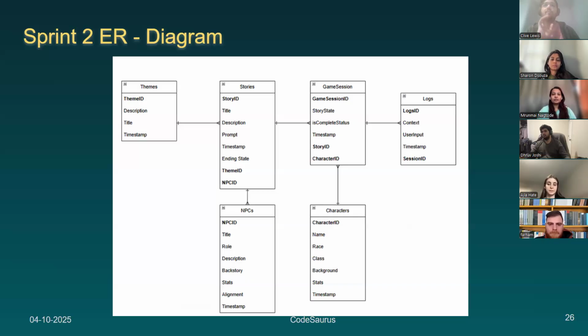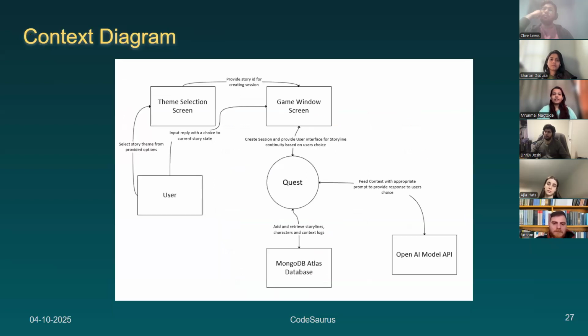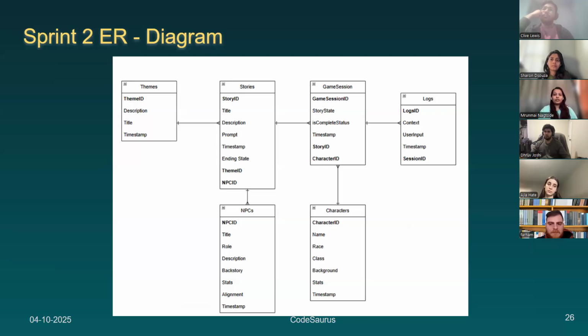Then there's NPCs to stories, where one NPC can be associated with multiple stories, which is indicated by the line connecting NPC ID in NPCs to NPC ID in stories. Then lastly, there's characters to game session, where one character can be played in multiple game sessions, which is indicated by the line connecting character ID in characters to character ID in game session. So the ER diagram provides a structured way to organize and manage the data which is required for Quest.